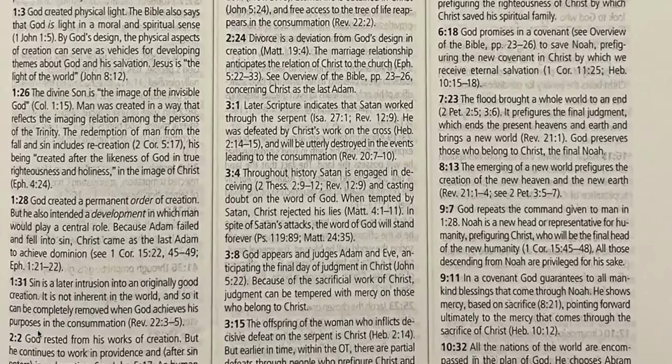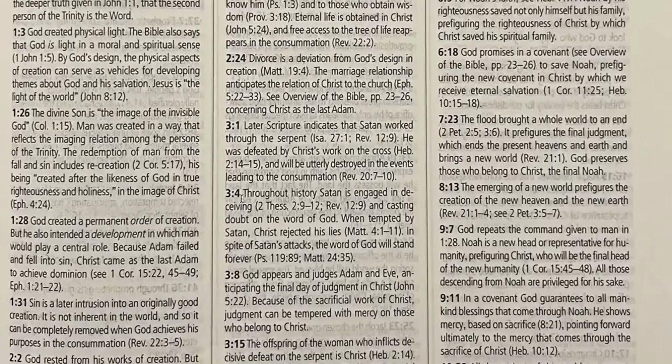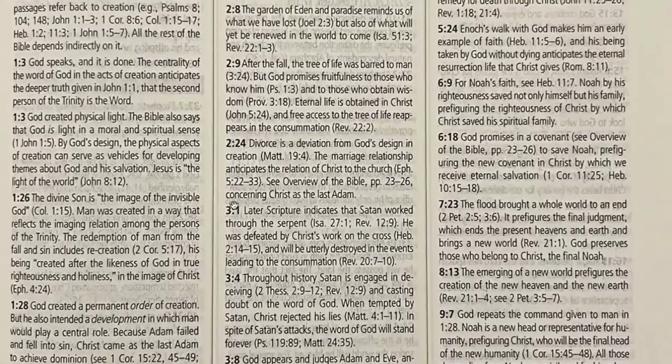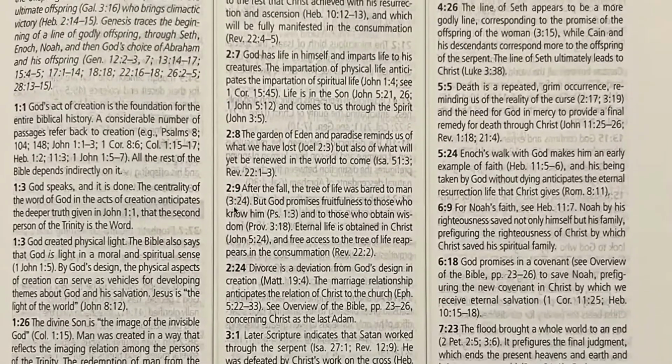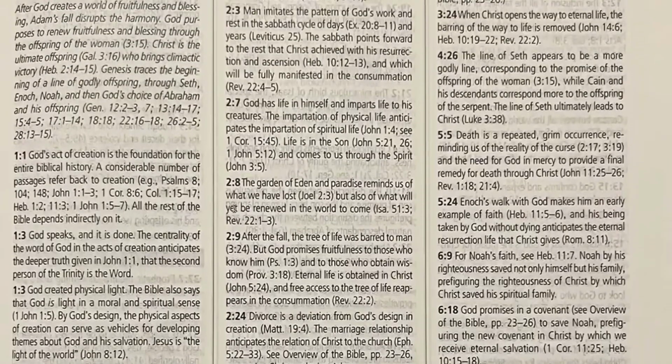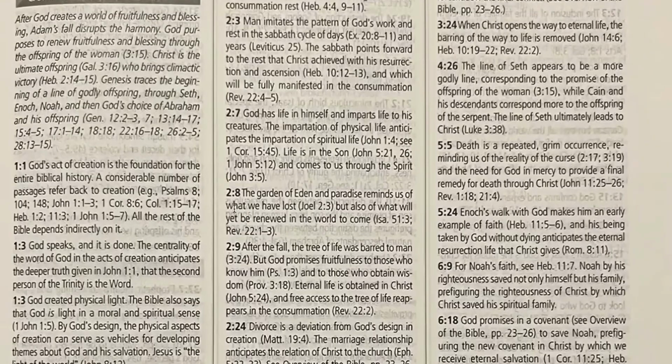Chapter 2, verse 2. God rested from his works of creation, but he continues to work in providence and, after sin enters, in redemption. See John chapter 5, verse 15. As human beings, we look forward to entering into God's consummation rest. Hebrews chapter 4, verse 4, and chapters 9-11.